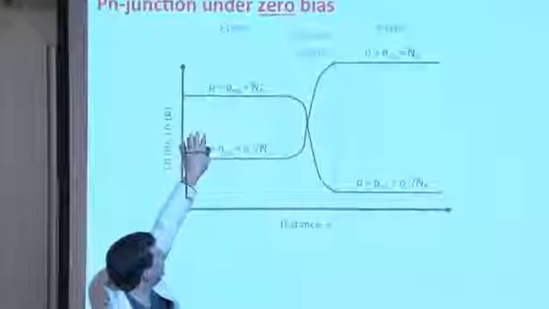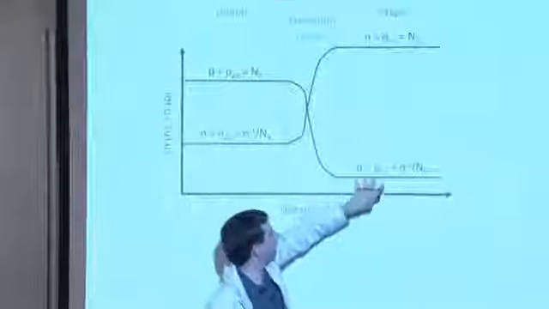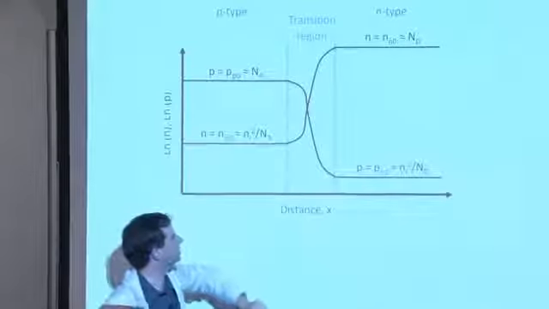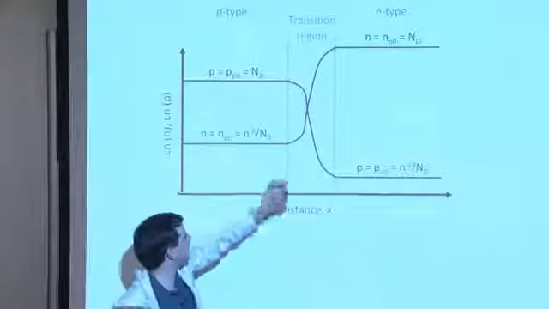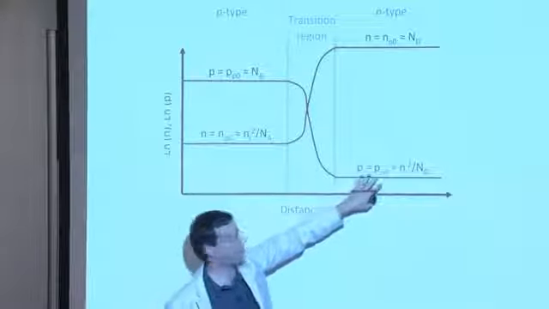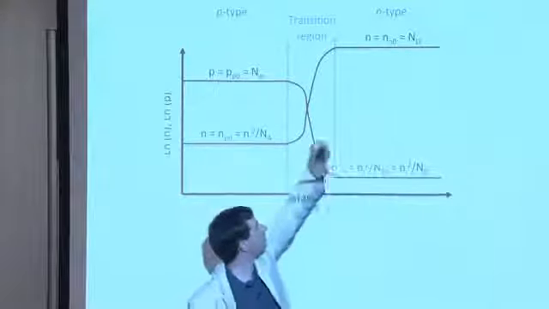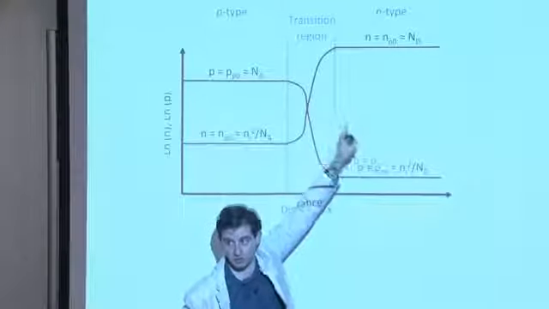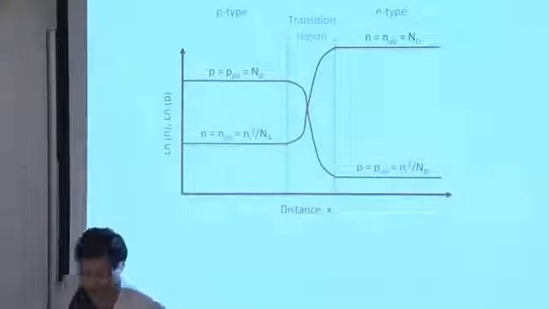So we have predominantly holes on this side, predominantly electrons on that side, but a small concentration of holes on the n-type side and a small concentration of electrons on the p-type side. And we call this the minority carrier, and we call that the majority carrier. The majority carrier is in the majority, the minority carrier in the minority.